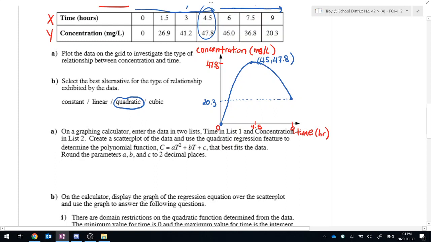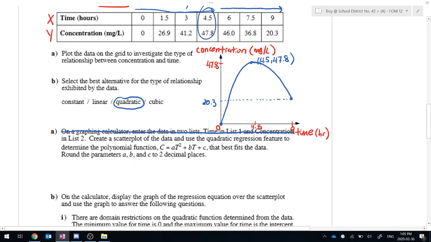I don't know why it's question A, when A, B, A, whatever. On a graphing calculator, enter the data into lists, time in list 1 and concentration in list 2. Create a scatter plot of the data and use the quadratic regression feature to determine the polynomial function that best fits the data. Round the parameters A, B, and C to 2 decimal places. Okay, so we don't really need to use this at all.